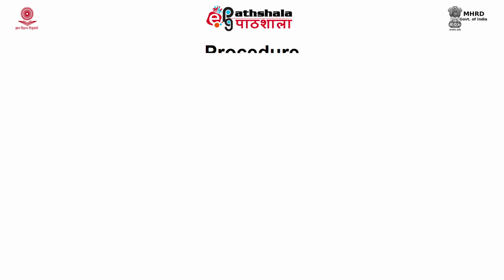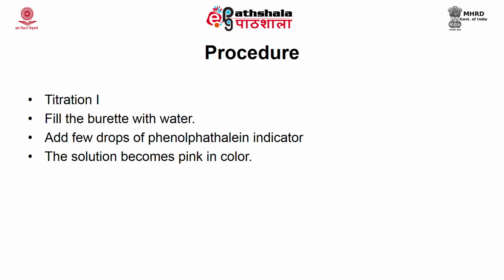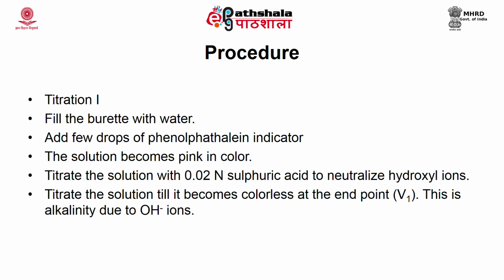The procedure is that sulfuric acid should be taken into the burette, and before starting the titration, the burette should be rinsed. Fill the burette with sulfuric acid and take a sample of 20 ml or 100 ml, pour it into the flask. To this, add a few drops of phenolphthalein indicator and titrate it with sulfuric acid.